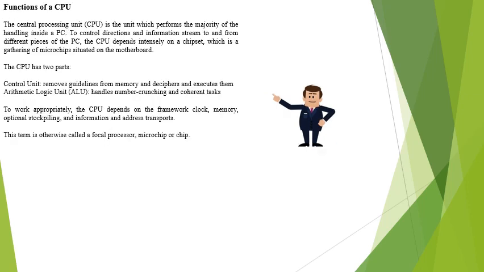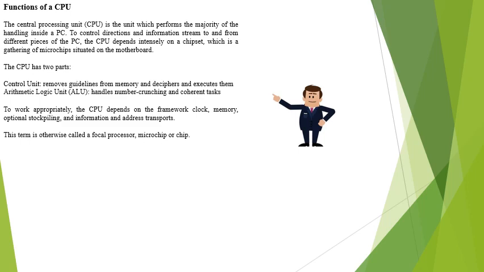So let's talk about the functions of a CPU. A CPU means the central processing unit. The central processing unit is which performs the majority of the handling inside a computer system. There are two parts of computer systems. The first part is the control unit and the second part is the arithmetic logic unit.